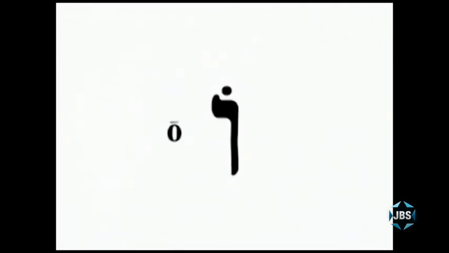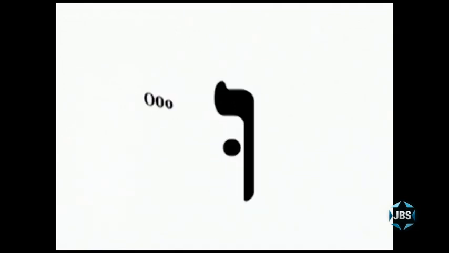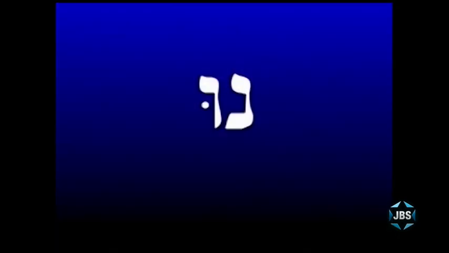So the dot on top of this vertical line is O, the cholam. If the vertical line has a dot in it, it makes the vowel sound oo. So how would you pronounce this syllable? Nu is correct. Mitsuyan. Nu.